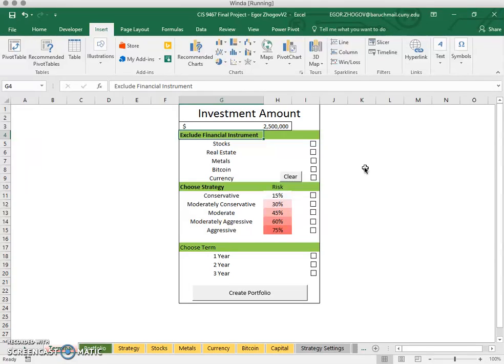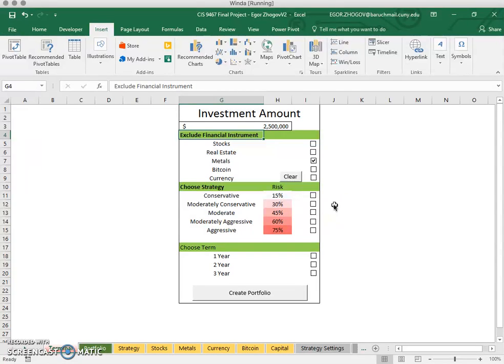Then we can choose the instruments that we'd like to use. By default, it will include all 5, which are common stocks, real estate, precious metals, Bitcoin, and currency. If you don't like any of these, you can just click the checkbox and it will automatically exclude this instrument from the calculation. For example, let's check metals. Let's just say one of my coworkers said that this is a very bad option to invest in and people should avoid it at any cost, so I don't want it to be included.